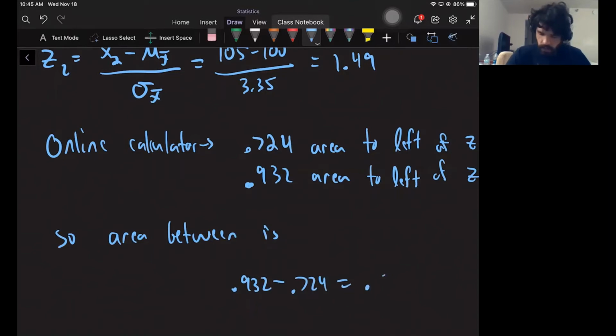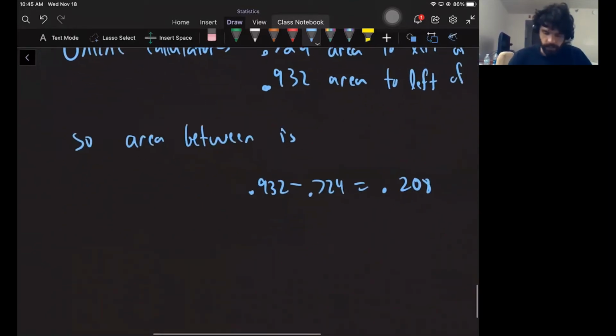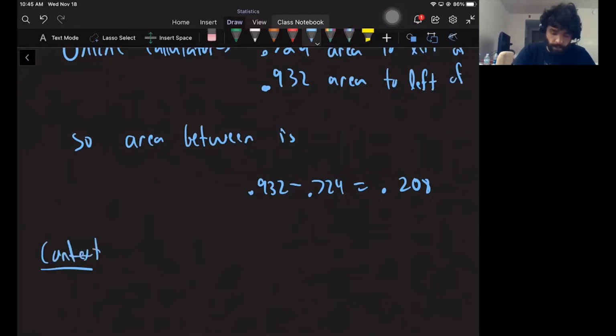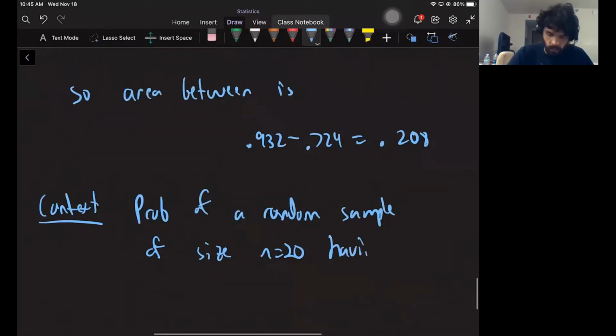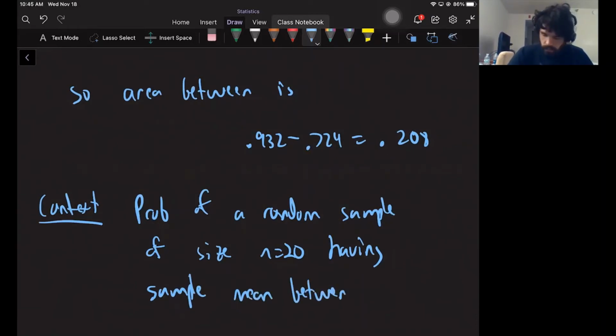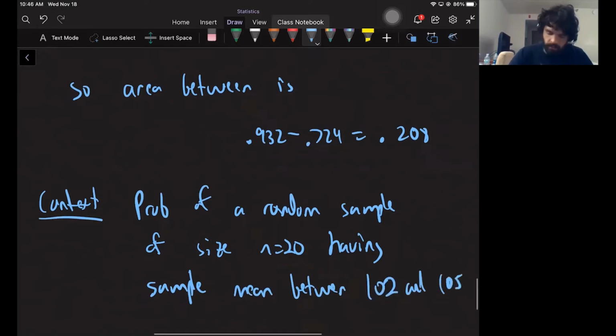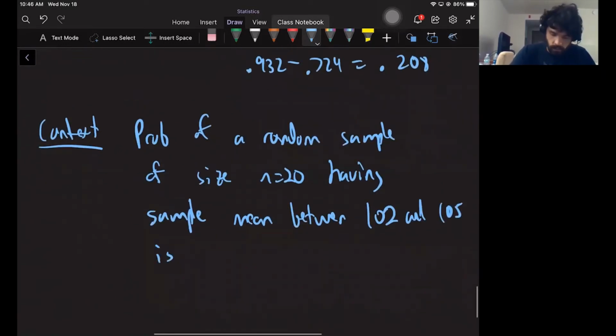And you'll get 0.208. So then to answer the question, in context, the probability of a random sample of size n equals 20 having sample mean between these two things, between 102 and 105, is 0.208.